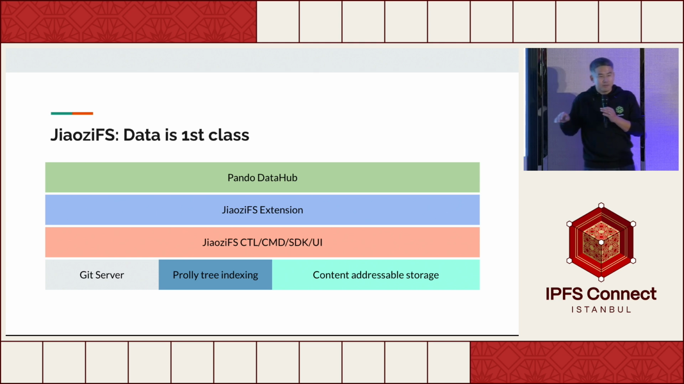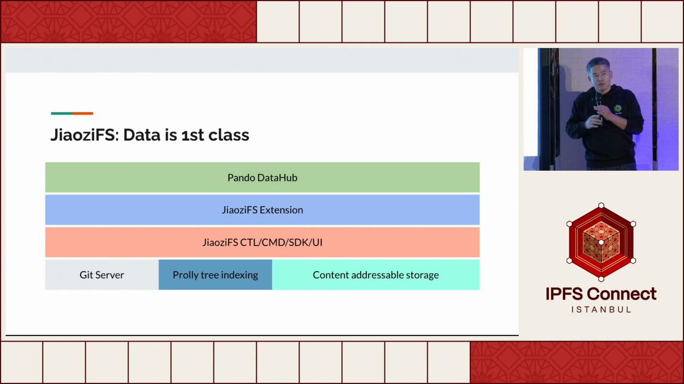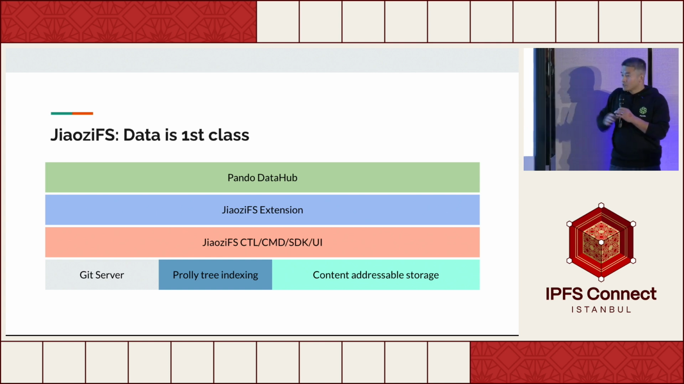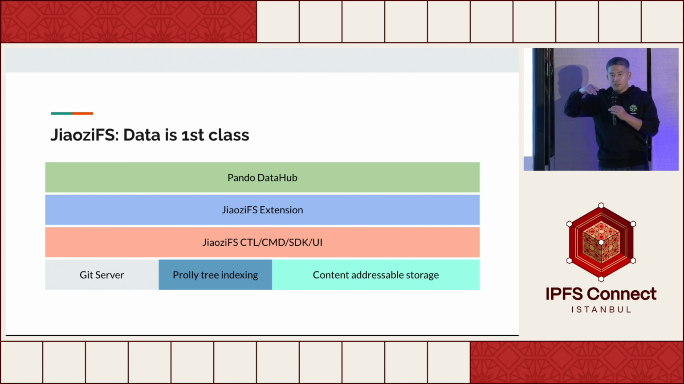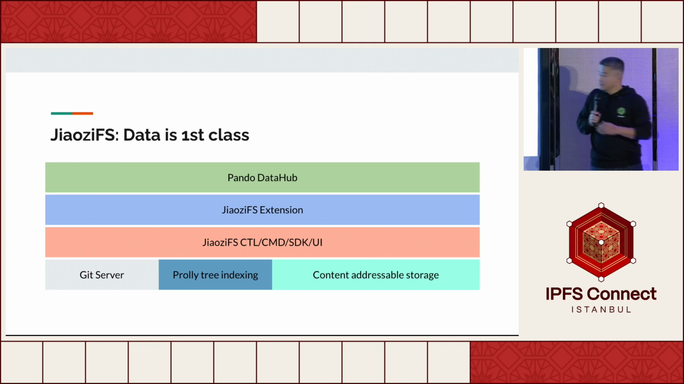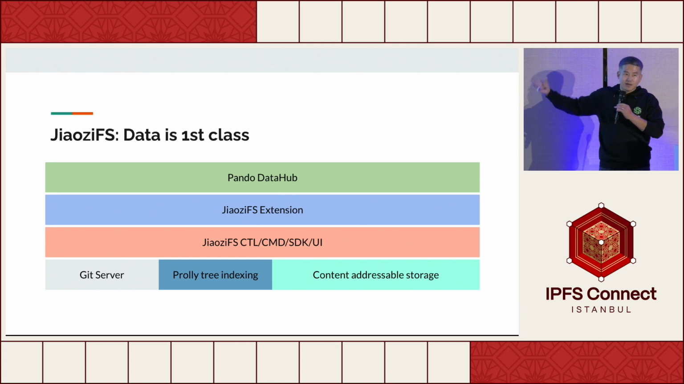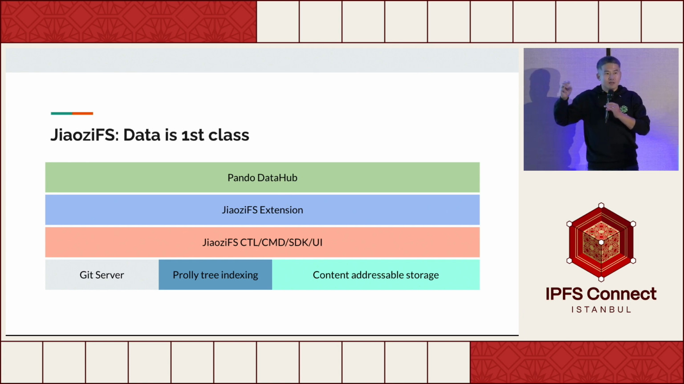And over this storage layer, we have a command line, SDK, and UI for different use cases or applications to use JavaFS. We need to integrate many SDKs to integrate with the Web2 computation frameworks. I call that the extension. Based on that, we can build a Web3 Hugging Face. We call that the Data Hub. Think of it as GitHub, but for data.